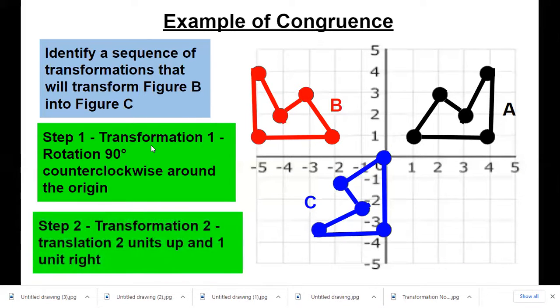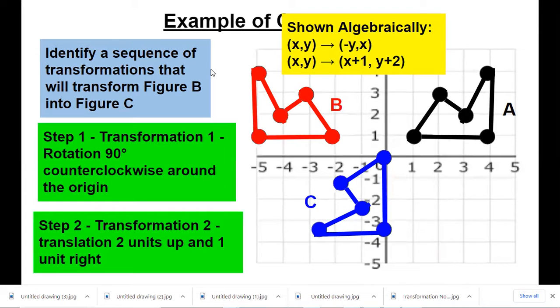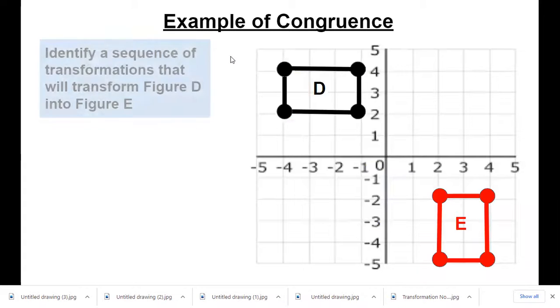And then it was translated up 2 units and 1 unit to the right. And that would look algebraically like that. You would have (x, y) as a rotation counterclockwise. They would switch places and y would become negative, and then you would have adding 1 to the x and adding 2 to the y for your translation. Okay, let's look at these.